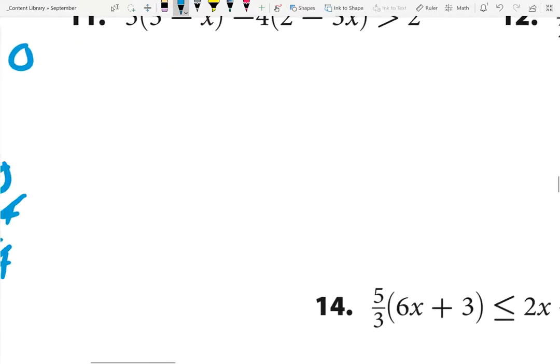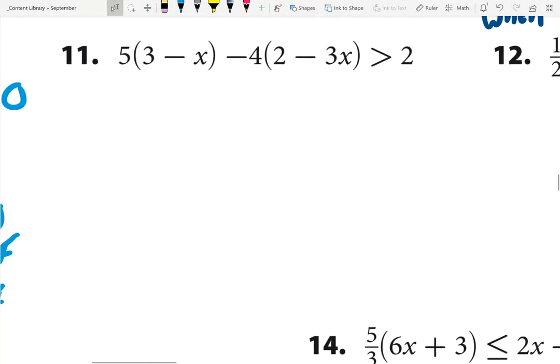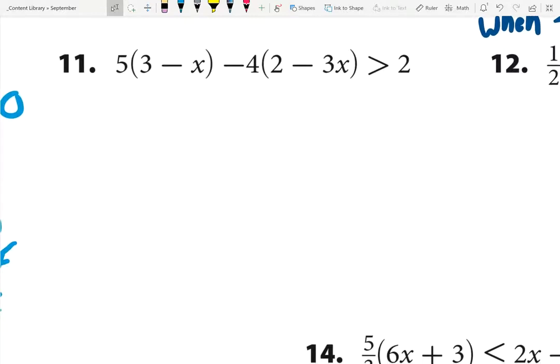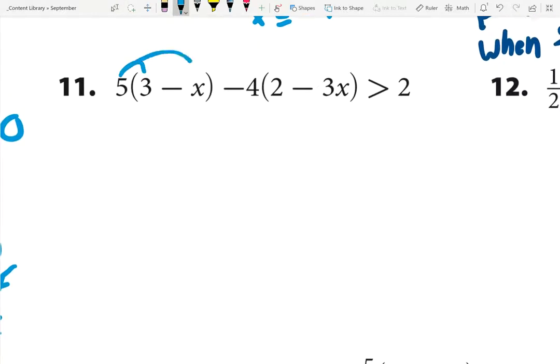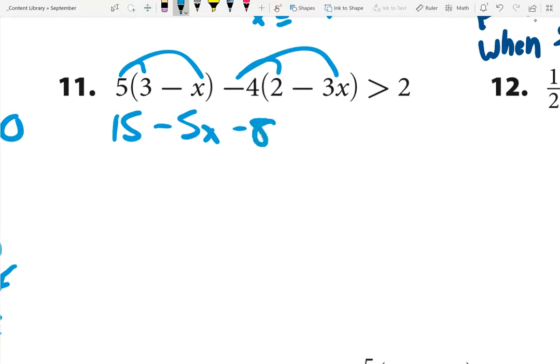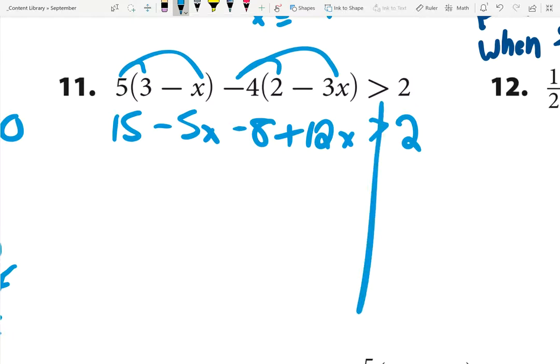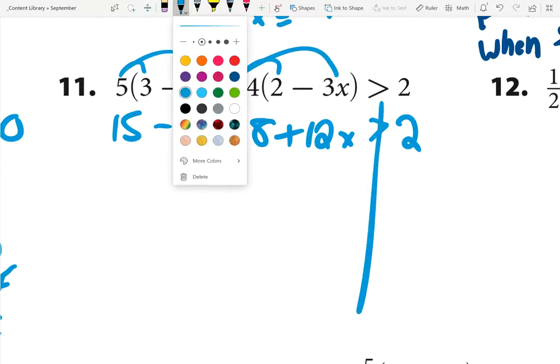So now number 11. Number 11 is pretty much the same thing as number 10. We have to start by distributing both sets of parentheses. So 5 times 3 is 15. 5 times negative x, negative 5x. And negative 4 times 2 is negative 8. And negative 4 times negative 3x is positive 12x. So we have to be careful about those negatives turning into positives there. Greater than 2. So just like the last problem, I've got pairs of like terms that I can combine.